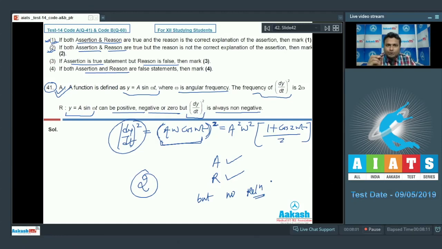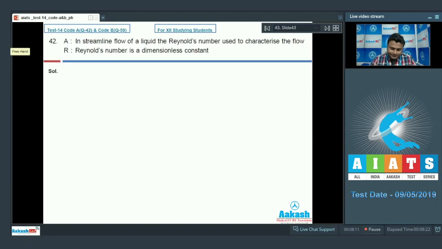Move on to the next, that is 42 number. Here is question number 42, everyone. Assertion: in streamline flow of liquid, the Reynolds number is used to characterize the flow. First of all, we know very well Reynolds number is a pure dimensionless number which is used to characterize the flow of liquid. It means the assertion is correct. Reynolds number is a dimensionless constant, also correct. They are correct, but there is no relation between them. So that's why we will go with option number 2. Assertion correct, reason correct, but reason is not the correct explanation of assertion.